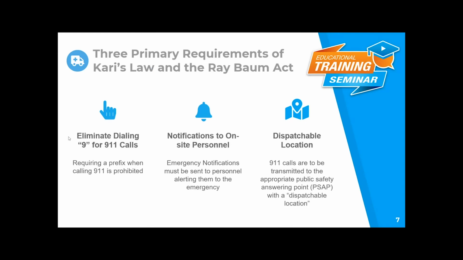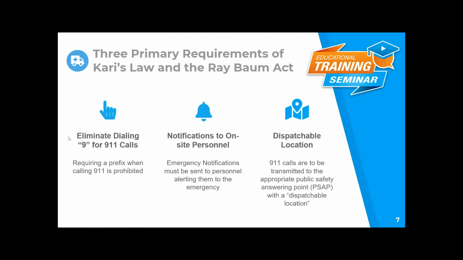So let's talk about those three primary requirements within Kari's Law and the Ray Baum's Act I just previously mentioned, as this is really important to know. These primary requirements include: one, eliminate dialing 9 for 911 calls. So you want to work with a provider that does not require that prefix or any prefix when dialing 911.